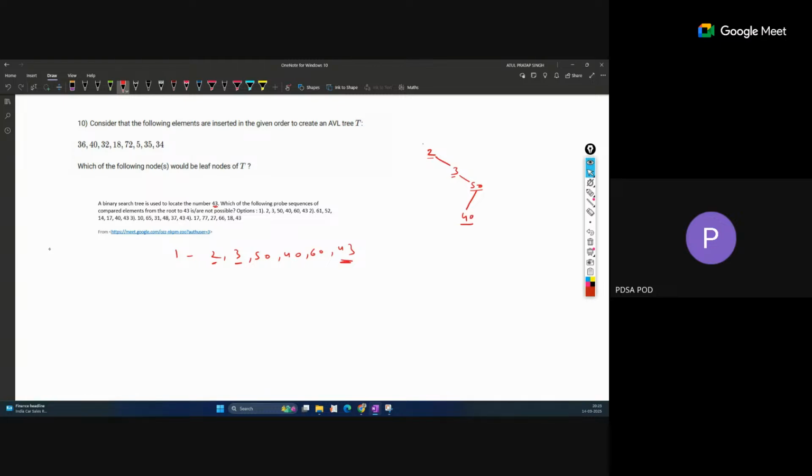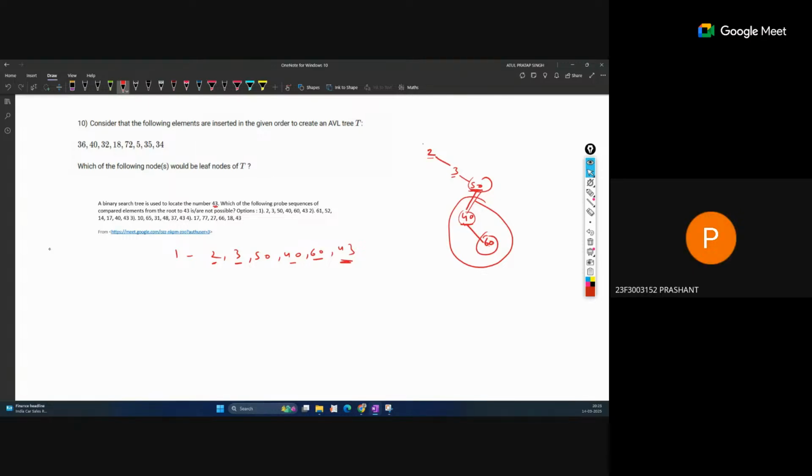This 40 is coming on the right side, this is also possible. But after 40, 60 is coming. In this probe 60 cannot come, because 60 would be connected to the right side of 40, but 40 is already connected to the left side of 50. This is a violation of the binary search property. So 60 cannot come on the left side of this 50 part, because it is greater than. So this probe sequence is not possible.